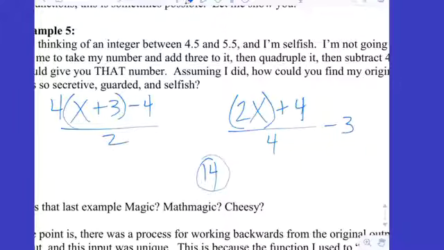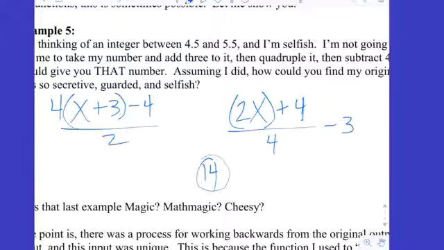Let's see. Plug in a 14. What's 14 times 2? 28. 28 plus 4? 32. 32 divided by 4? 8. 8 minus 3? 5. Well done. That was my number. Y'all are good.